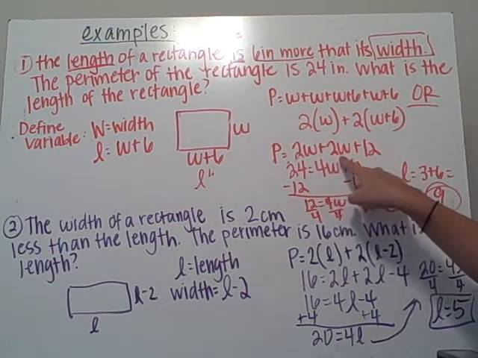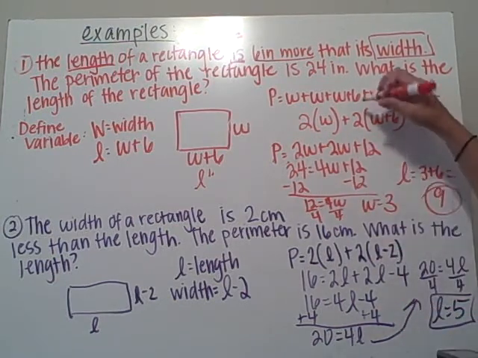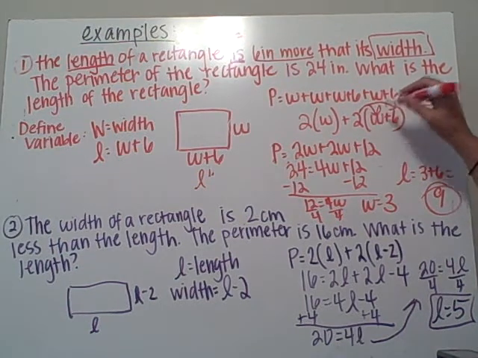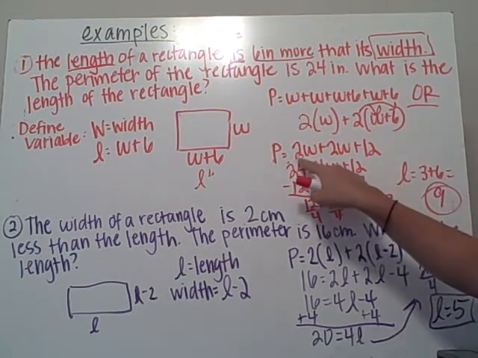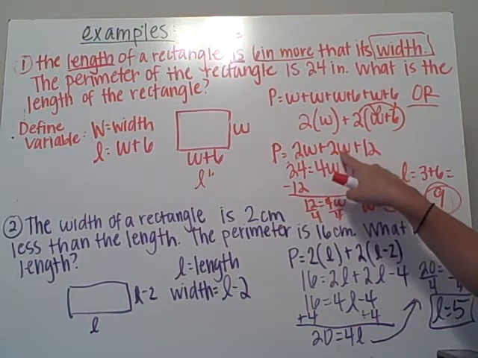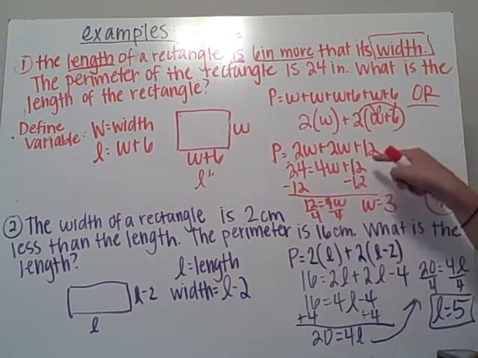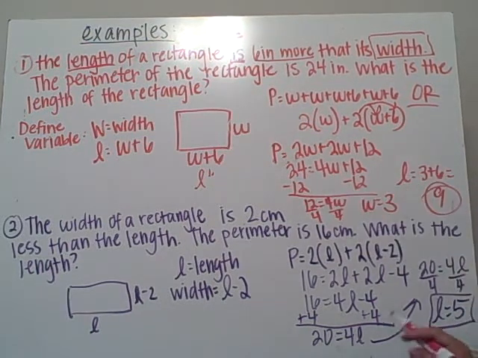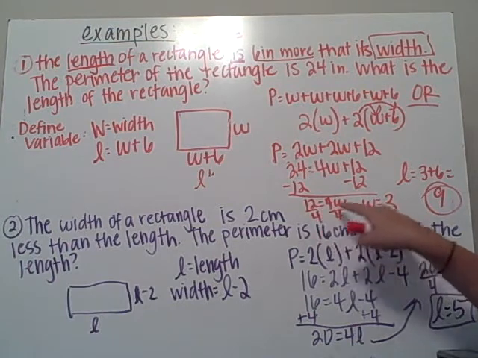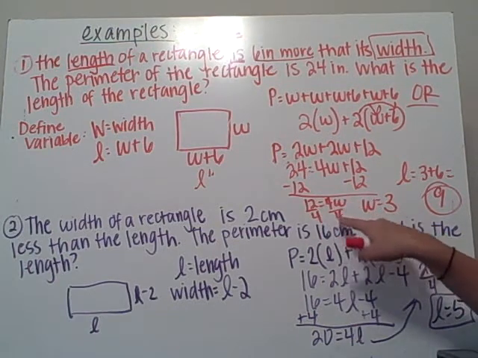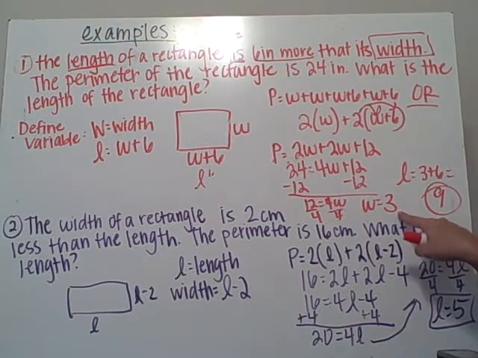2W plus 2W, because I distributed here, plus 12. I combine like terms. 2W plus 2W is 4W. Subtract 12 on both sides. I get 12 equals 4W. Divide by 4. So W equals 3.